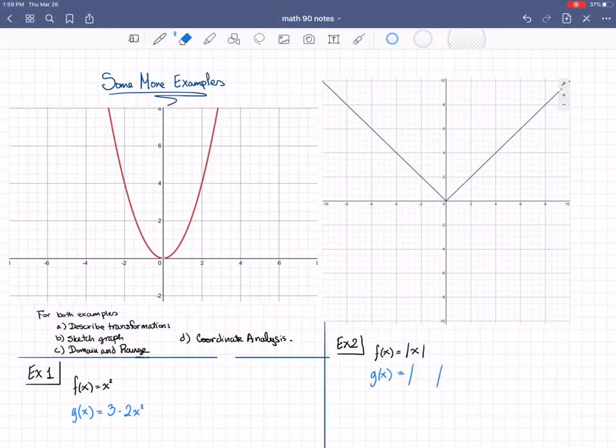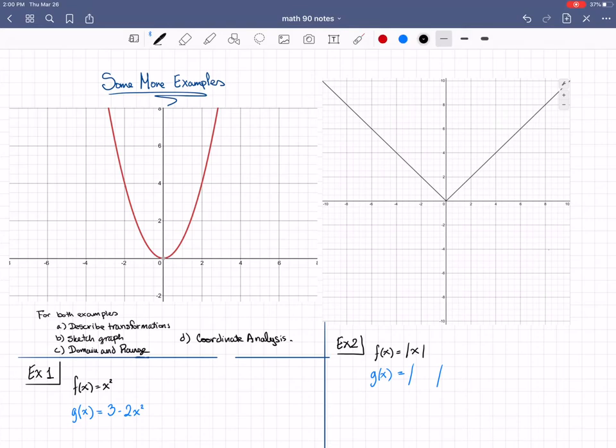All right, everybody, so this is going to be our last lesson on transformations, and we're going to finish with a collection of examples that feature all of the different transformations that we've talked about, kind of mixed together. And you'll notice for our first example and our second example, I included the same instructions. So for both examples, we're going to describe the transformations, sketch the graph, determine the domains and the ranges of the function and the transformed function, and then we're going to talk about coordinate analysis.